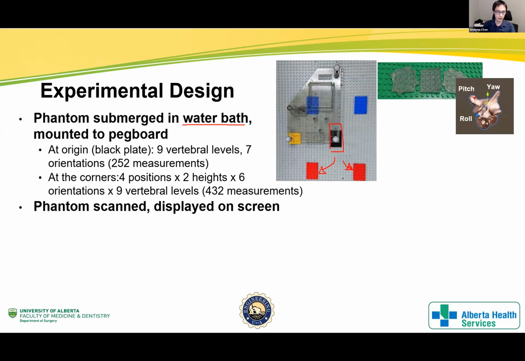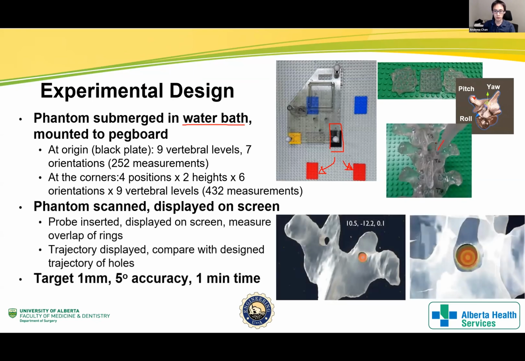We would scan the phantom, display it on the screen, and insert the probe. When this probe is inserted, on the screen you can see that there's this multi-ringed surgical tool here. And we use these multiple rings to make measurements as to how inaccurate our system is. Each of these rings is around 0.5 millimeters in width. And so we can make some measurements on how much overlap this ring has with the actual pedicle hole on the vertebra itself. In terms of trajectory, we just displayed the probe trajectory from the motion capture cameras and compared that with our theoretical values that we should have as we designed it.